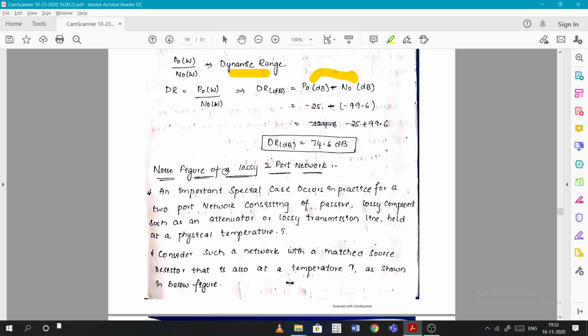In the next video we will see the noise figure of a lossy two-port network, and how to solve the problems when they are given in cascade form.